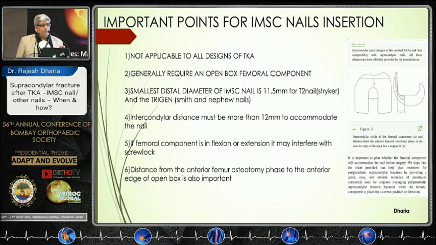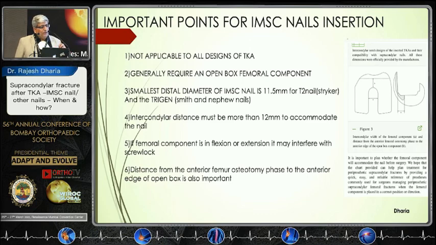Now, what are the important points for the nails is that it is not applicable to all designs of total knee replacements. They generally require an open box femoral component. The smallest distal diameter of the nail is 11.5 for a T2, Striker and the Trigen. The intercondylar distance must be more than 12 to accommodate the nail. If you ask me, it should be around 14 at least.